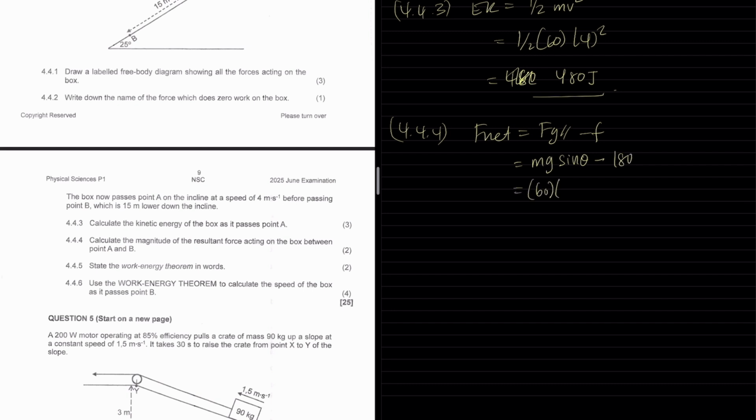The mass is 60, gravity is 9.8, and then sine of the angle of elevation, that is 25 degrees, and then minus 180. So that gives us an F net, or a resultant, of 68.5 newtons.